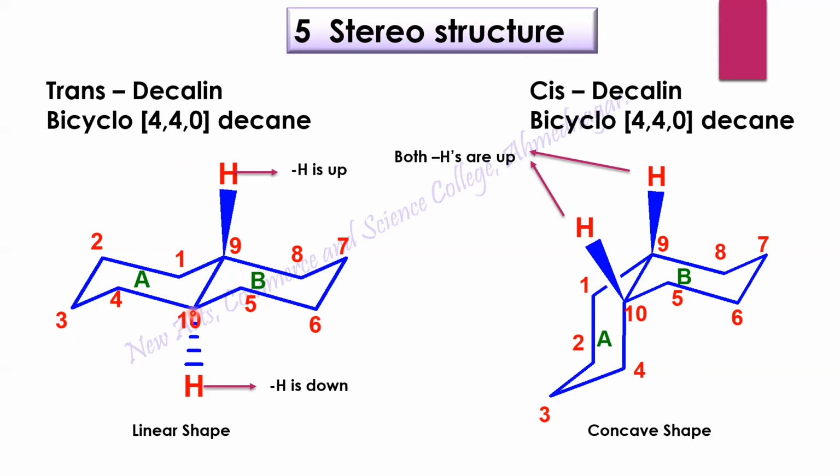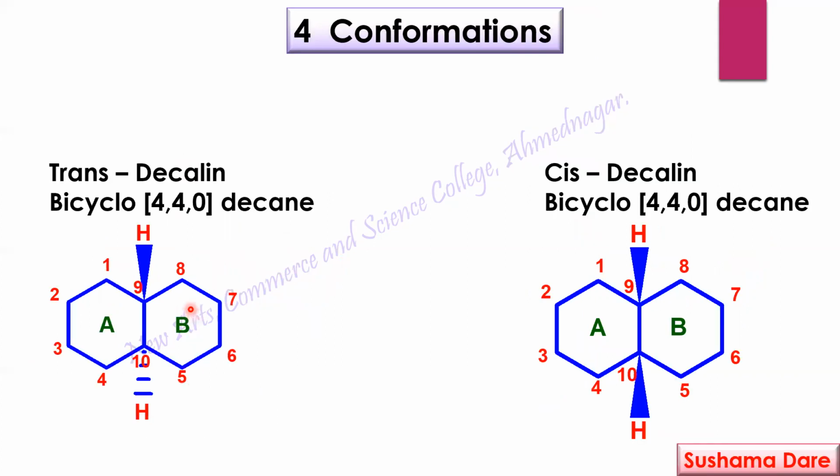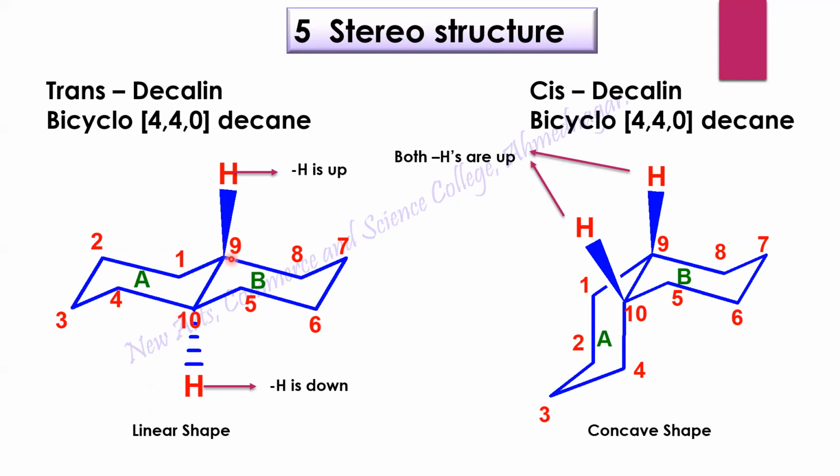And after that, depending upon the stereochemistry, look at the stereochemistry. At number 9, the hydrogen is beta. At number 10, the hydrogen is alpha. So with respect to that stereochemistry, you can see here, at number 9, the hydrogen is beta. That means facing in the upward direction. That's why this bond is axial.